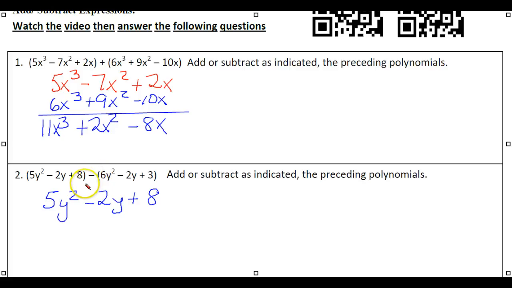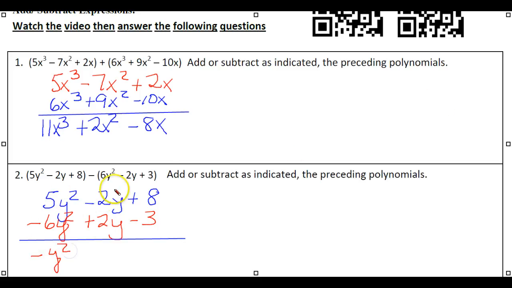And the rule we've mentioned before, when you have a parenthesis and there's a negative sign in front, just remove the parenthesis and change all the signs. So this positive 6y becomes a negative 6y squared. This becomes a positive 2y, and this becomes a negative 3. So now when you add them, here this is going to be a negative y squared. Here these cancel out completely, and you end up with a positive 5.